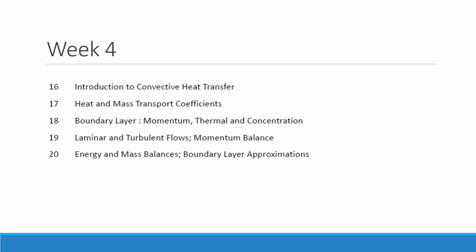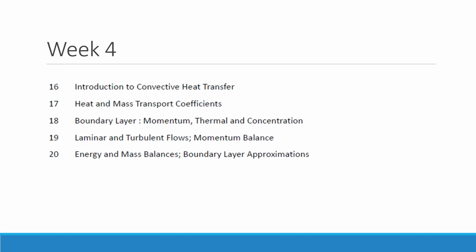So today we are covering the contents of week 4, whereby in the lecture sir discussed convective heat transfer and various modes of it, such as free convection and forced convection, and then we discussed the heat and mass transport coefficients. Then we started with boundary layer theory. In the first three we just gave a brief overview about the topics, and in the third content, that is boundary layer, we just discussed the similarity between the momentum boundary layer, thermal boundary layer, as well as concentration boundary layer.